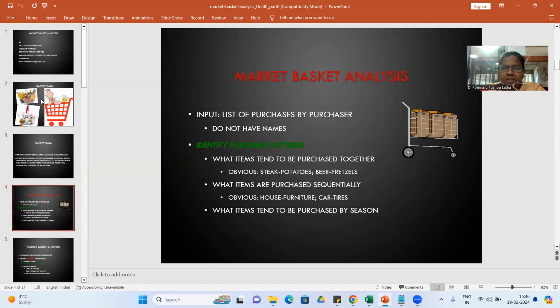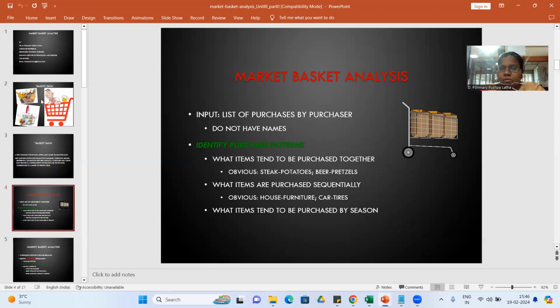You will have the list of items, and you will have the purchase patterns, right? So what items are purchased together. For example, bread and jam you can purchase together. Then pen, pencil, eraser, you can buy together.